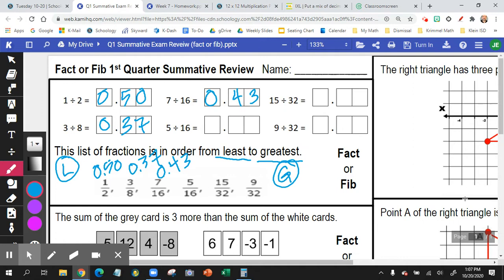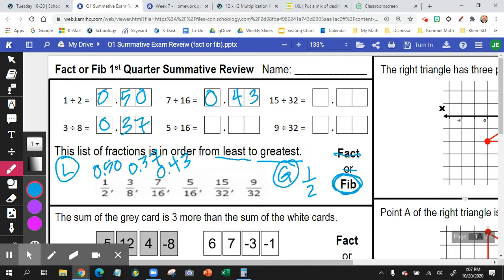So if we check them already, we went from 0.5, then we went to 0.3, and then we went to 0.4. But out of all of these, 50 hundredths is not the least. 50 hundredths is already, it should be over here. 1/2 seems to be the greatest. So the list of fractions is not in order from least to greatest. That would be a fib.